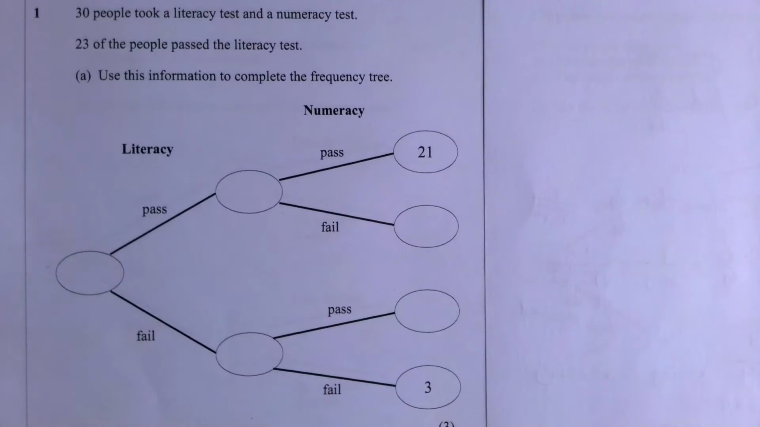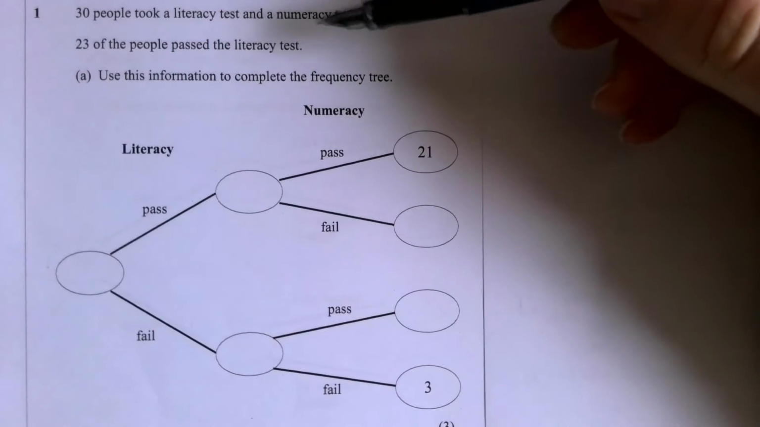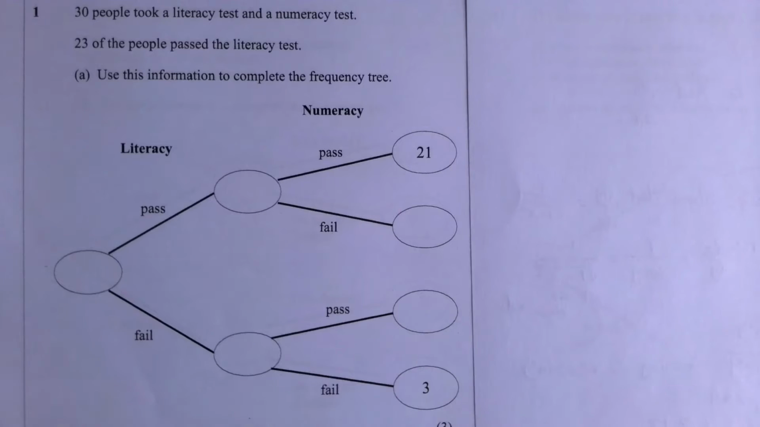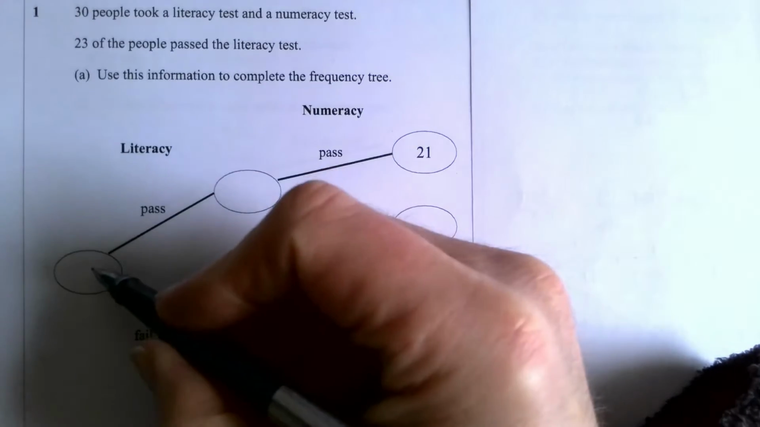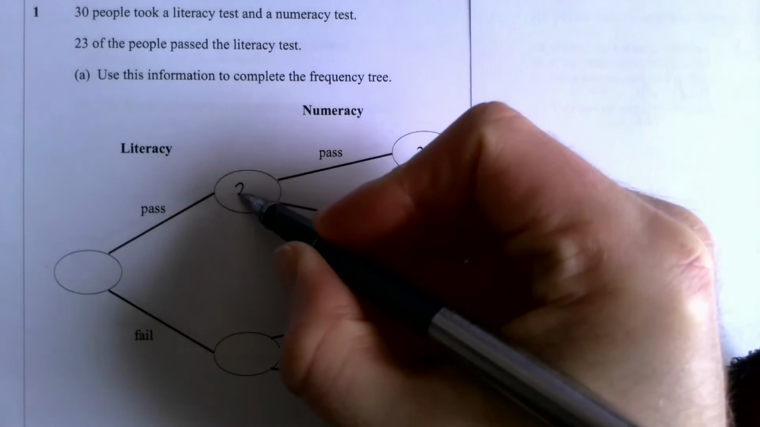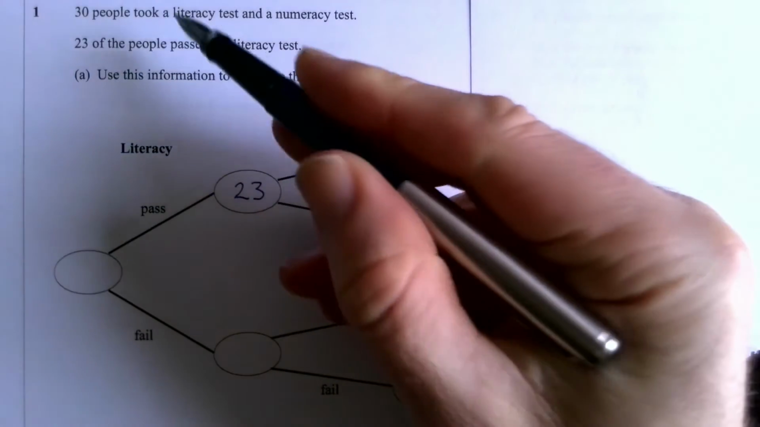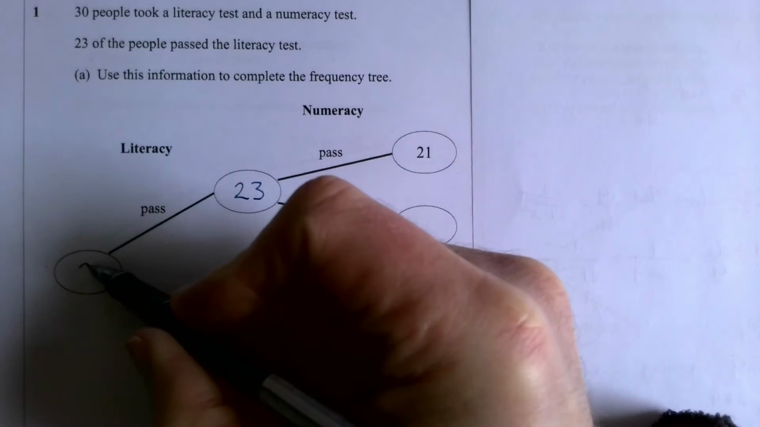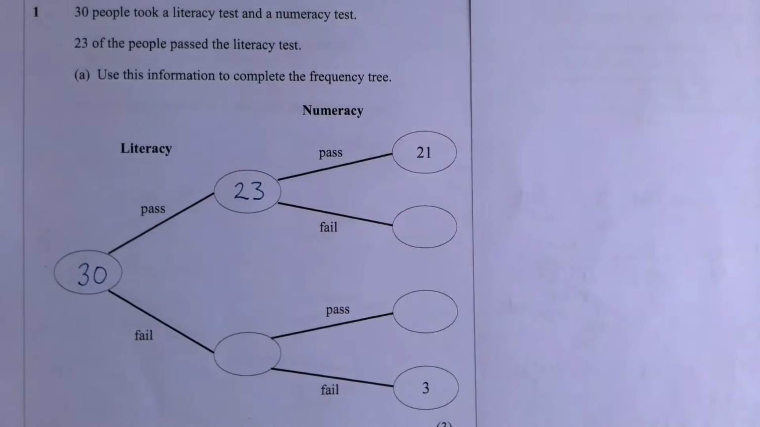Right, so here's question 1. Pause it and jot it down and see if you can fill the stuff in before I've explain it to you. What it's saying is 30 people took a literacy test and a numeracy test, so all 30 did both things. 23 of the people passed the literacy test, so I can say that this 23 is passed here. The 30 goes here, can't I? Because that's before they've taken the test.